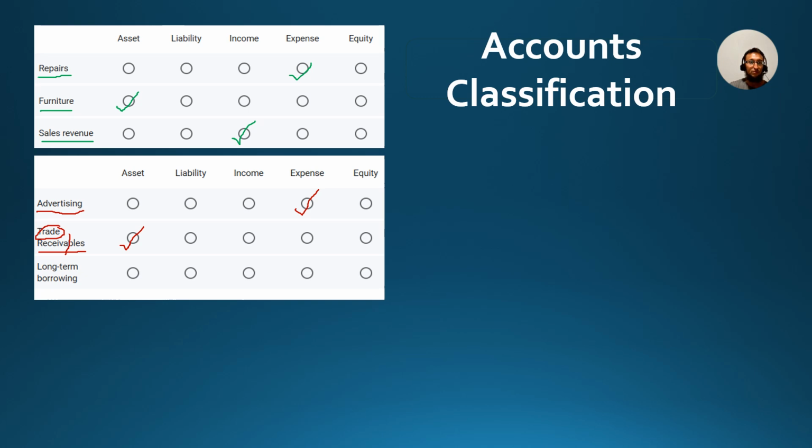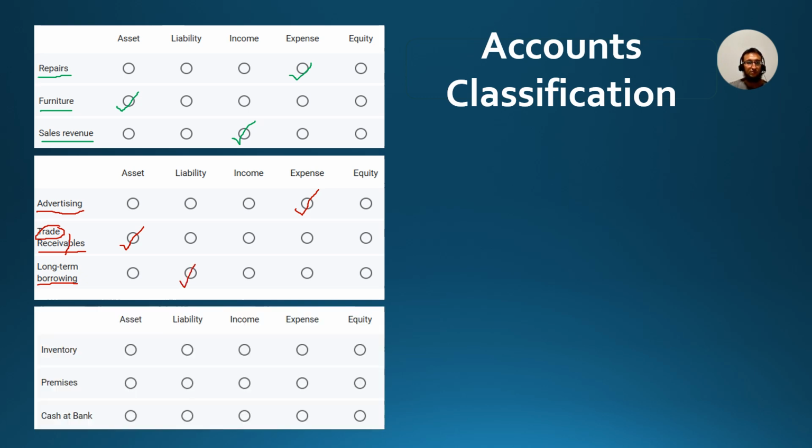Moving on to long-term borrowing, which is also known as a bank loan. Since it's an owing to the bank, it's an obligation by the business to other parties, and it's a liability.